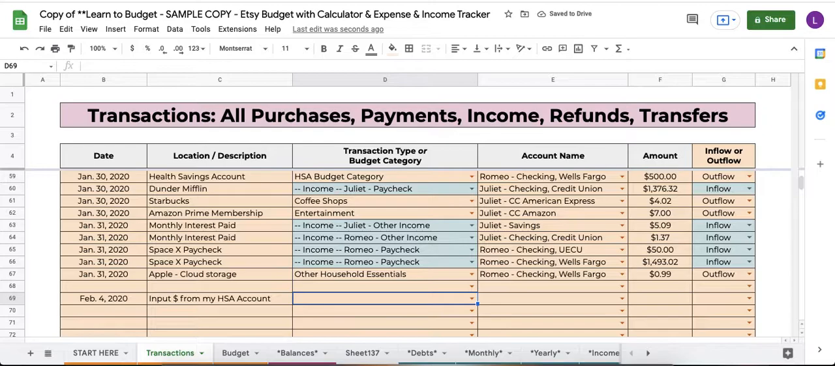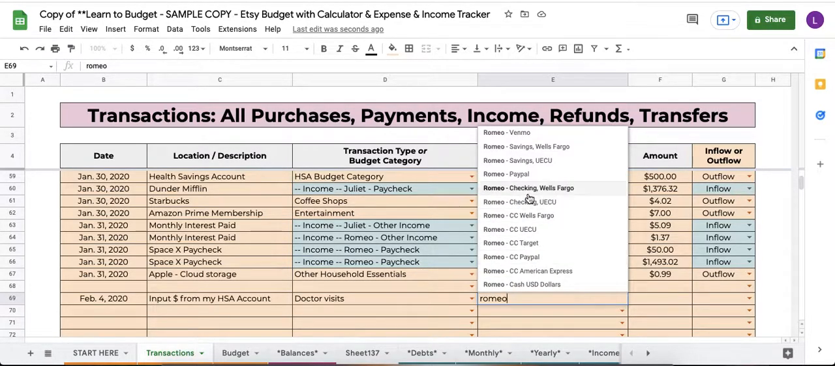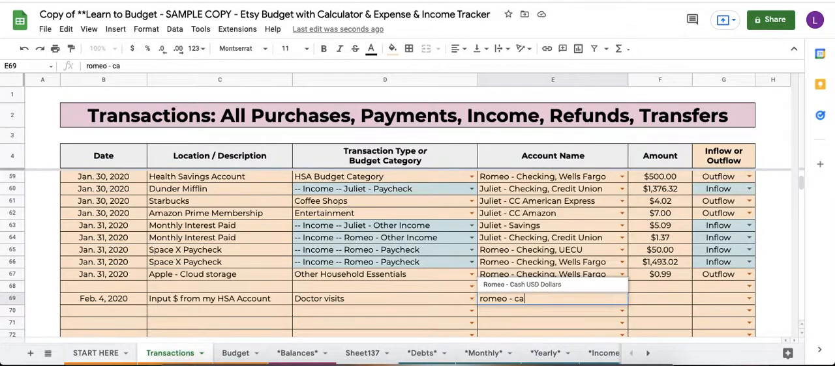The transaction type is going to be doctor visits, or the budget category is going to be doctor visits, because that is a budget category that I've already established in this budget. The account name, and now this didn't actually in real life happen, but this is the only way that we can enter it into the budget spreadsheet. I'm just going to say that I paid for it with cash, and you'll see how this works out in the end, okay? So Romeo, cash, okay? And I put $300, and it was input.